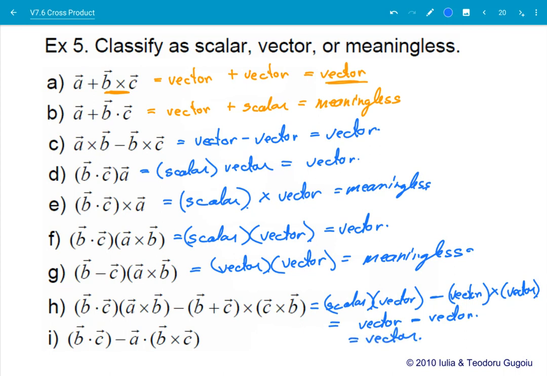Okay, and the last one, what do we have? Scalar minus scalar times, so this is scalar, minus vector dotted with a vector, which is scalar minus scalar, which is scalar, which is, I guess, fine. All right, that's example 5. And that's the lesson for 7.6, the introduction to cross product.